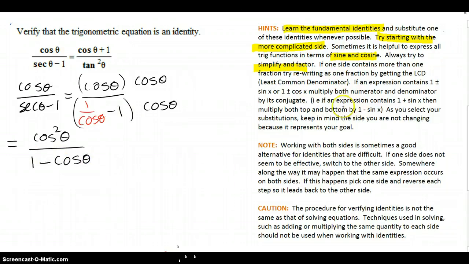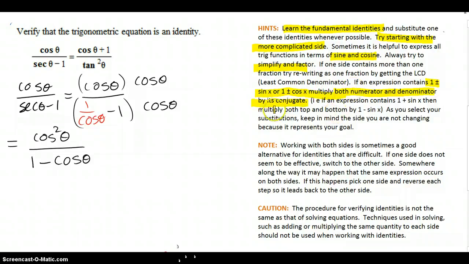So I'm going to keep on reading. If one side contains more than one fraction, well, it only has one fraction here, but if it did, we get an LCD, so I'm going to skip that for this one. If an expression contains 1 plus or minus sine or 1 plus or minus cosine, then we're going to multiply both sides by its conjugate.